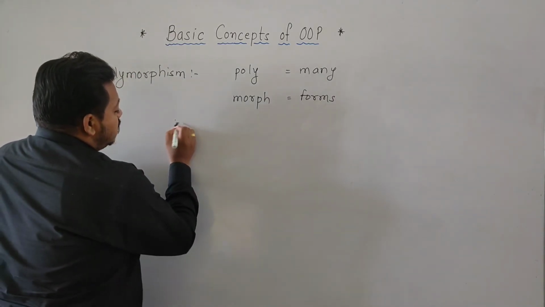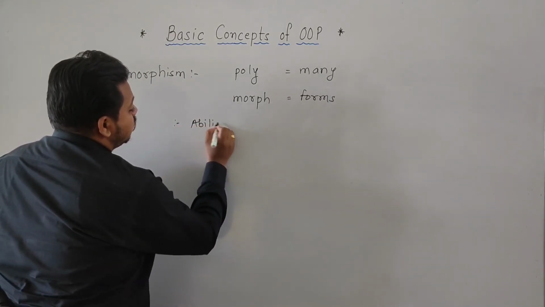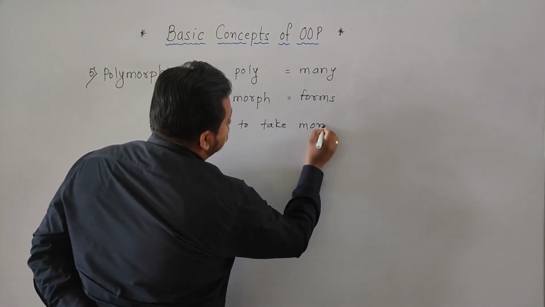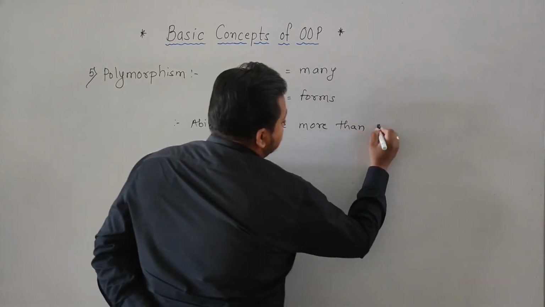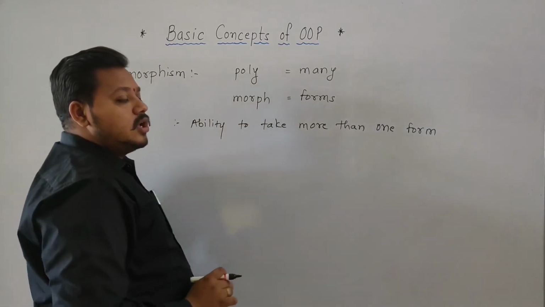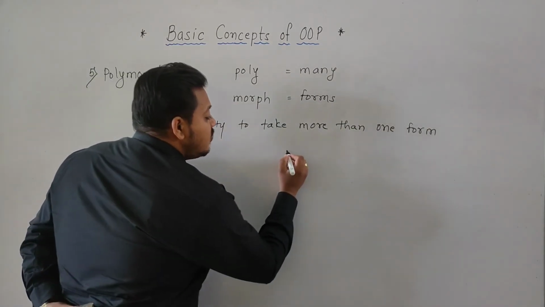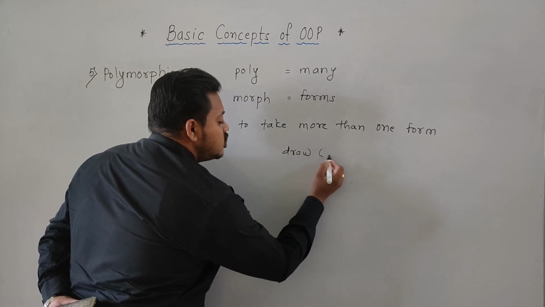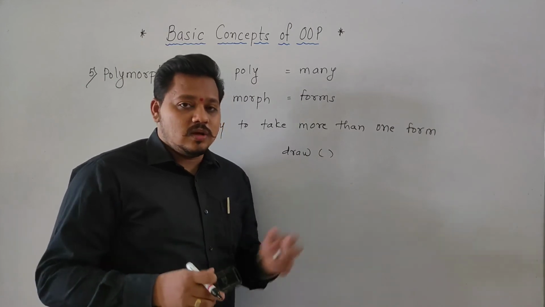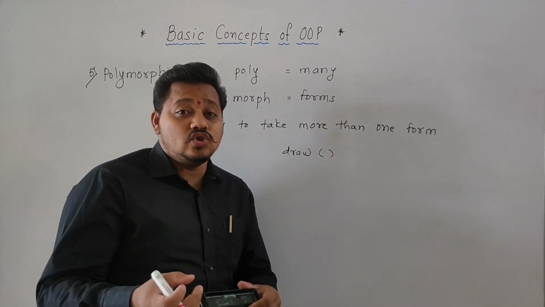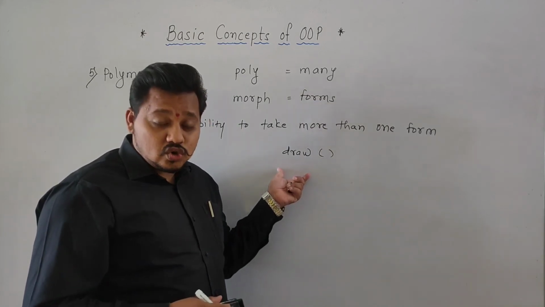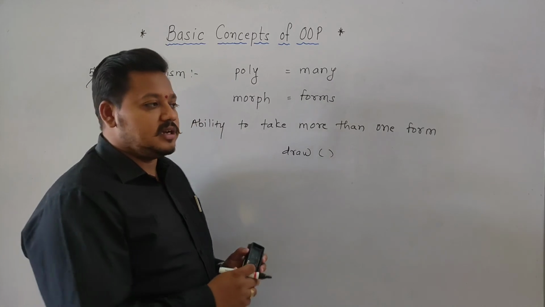So the definition is: the ability to take more than one form is called polymorphism. Now suppose, students, I have one function and the name of the function is draw. This draw function is used to draw the shape of different objects.